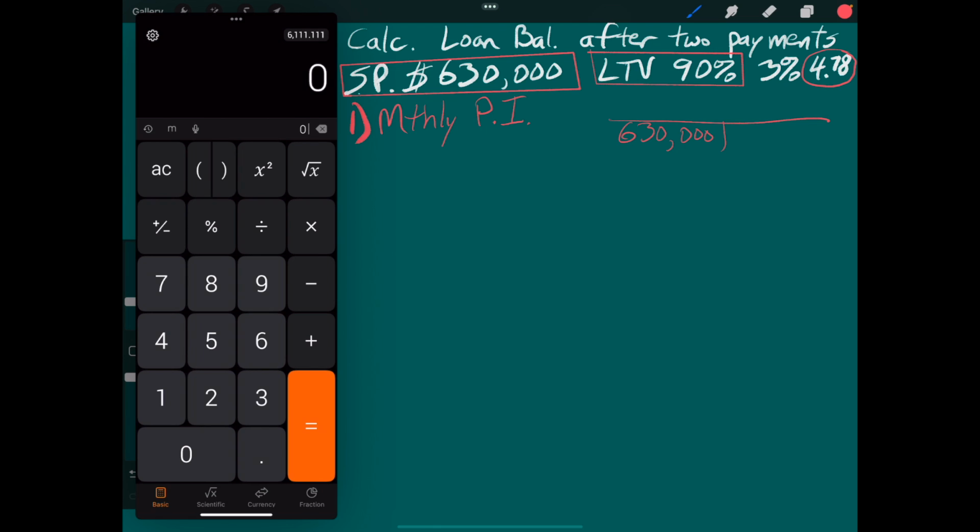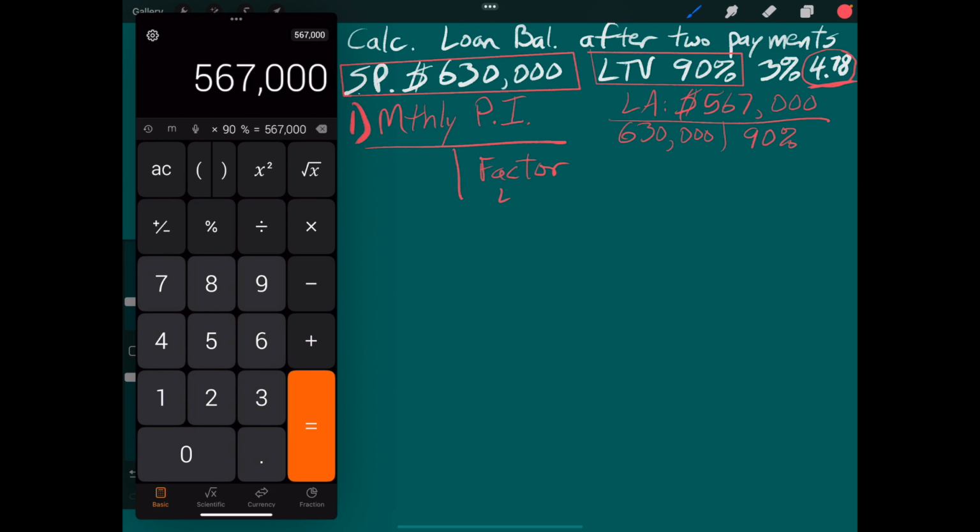We'll do it in the form of a T chart or T formula. 630,000 times 90% gives us a loan amount of $567,000. Now that we know that, we can use it along with the loan factor number. And here's our formula for that. Our monthly P&I is the factor of 4.78 times the loan amount of 567.